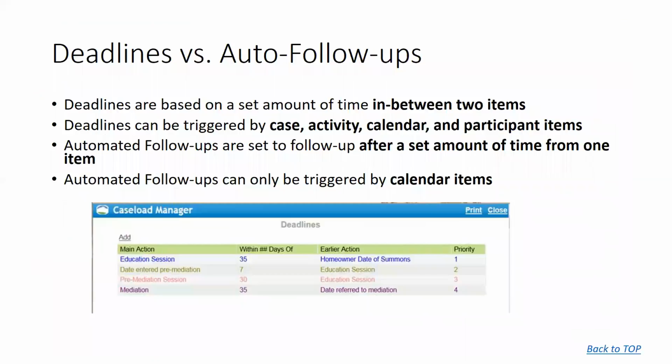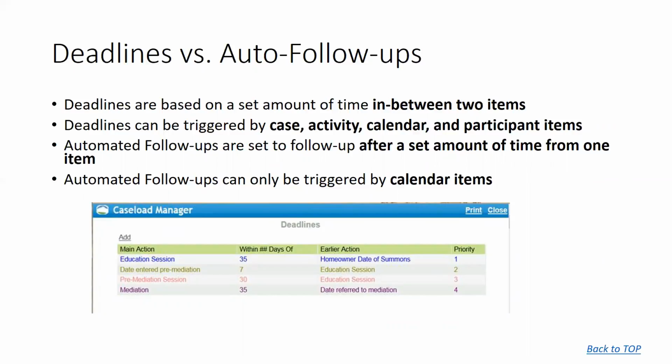So deadlines are based on a set amount of time between 2 items, right? Did X happen within the right amount of time of Y? Did the clients return the evaluation within 10 days after the case was closed? Did the clients return a phone call within 3 days after they had been mandated to mediation? So in deadlines, you identify the first item and the second item, and then how much time they get in between those two. So what we're looking at right here, the first one says education session.